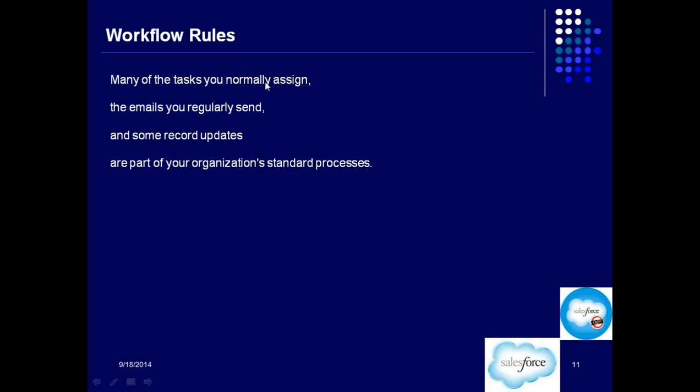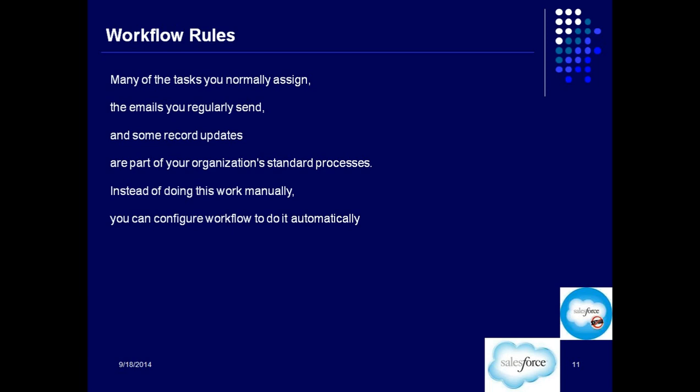Many things are done in your organization as standard process based on some criteria, right? And that criteria can be easily defined. So those things can be automated. So we'll talk about that. Instead of doing this work manually, you can configure a workflow to do it automatically. So instead of you doing this manually every time, you always have that option of configuring a workflow which can do the entire stuff automatically.